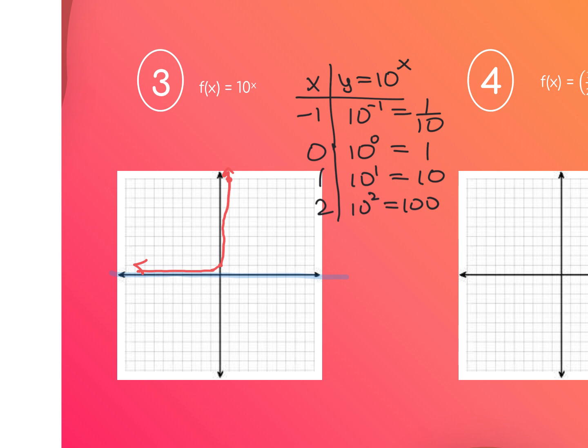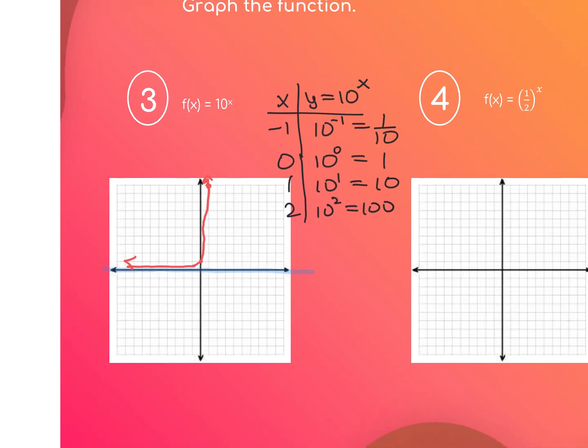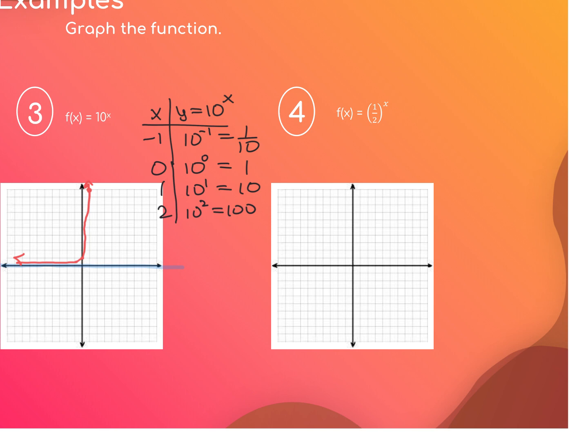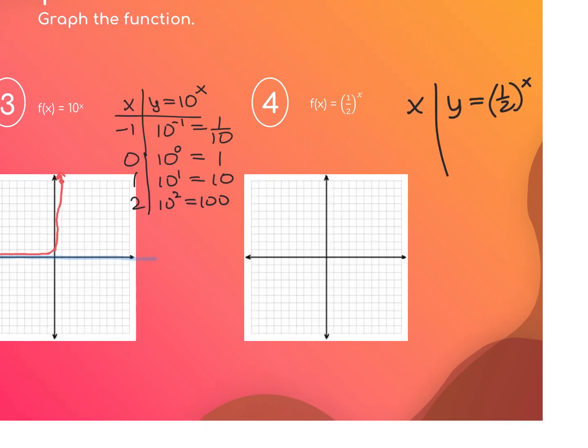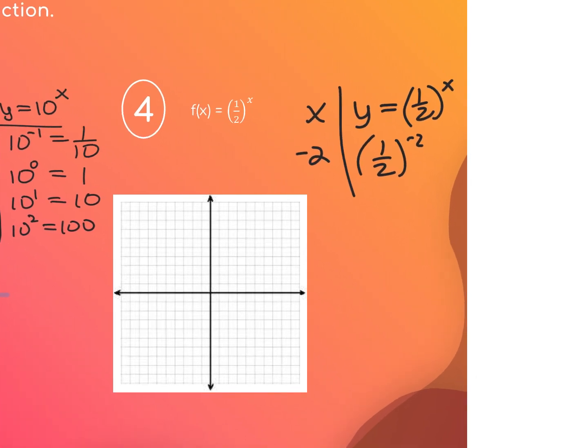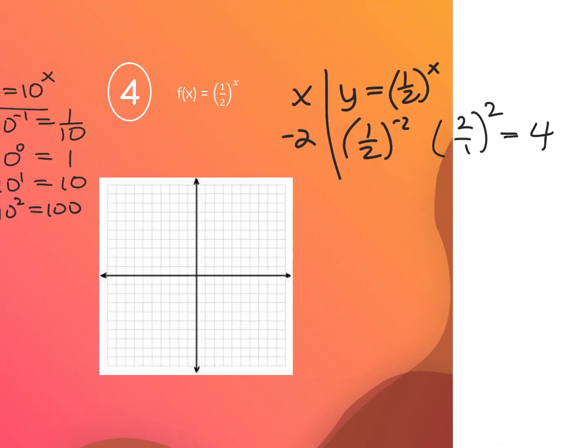Now we're going to do a fraction when the base is a fraction. So again, let's just do our little chart. Get some ordered pairs. x, and then y equals 1/2 to the x. So I'm going to plug in -2. So 1/2 to the -2 power. Remember, when a fraction is raised to a negative exponent, think reciprocal. Flip the fraction upside down, make it 2/1, and then make the power positive. So then this just becomes 4.